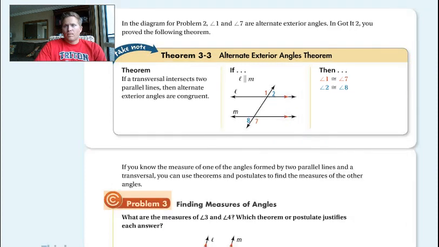Okay. And then my last one that I'm going to write down here is my alternate exterior angles theorem. If a transversal intersects two parallel lines, then alternate exterior angles are congruent. Exterior is the outside of the two lines. Alternate means they're on opposite sides, so 1 and 7 would be congruent. 2 and 8 would also be congruent, so that they're on the outside. So when we're looking at this, the two angles are either going to be the same or they're going to add up to 180. So we just got to remember which one they are.